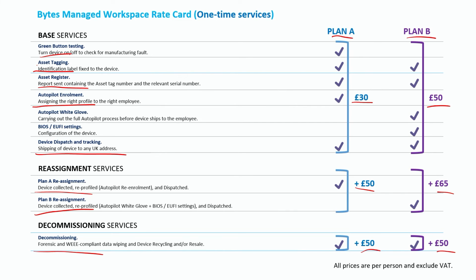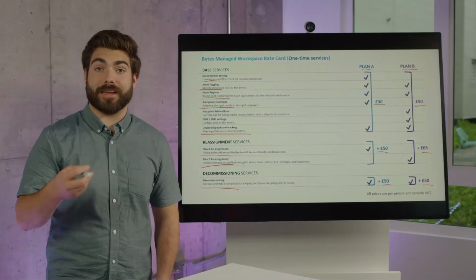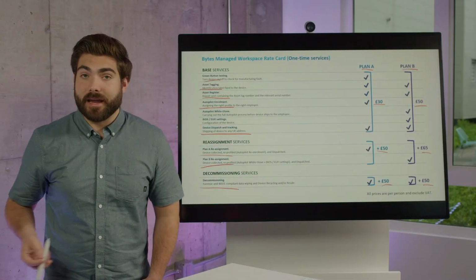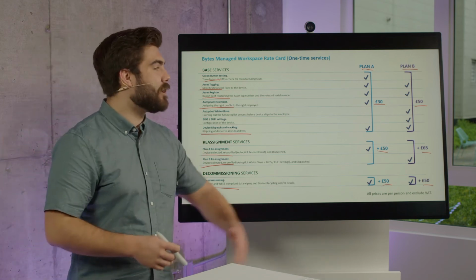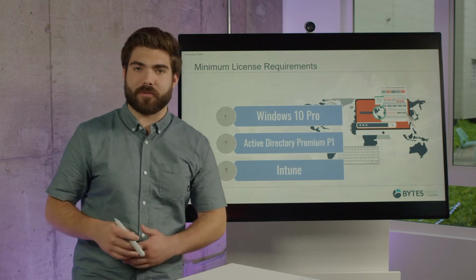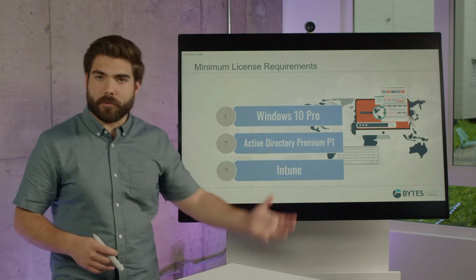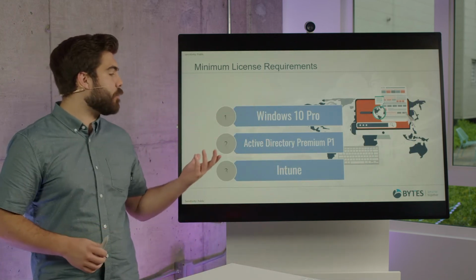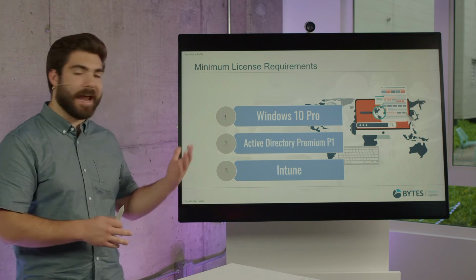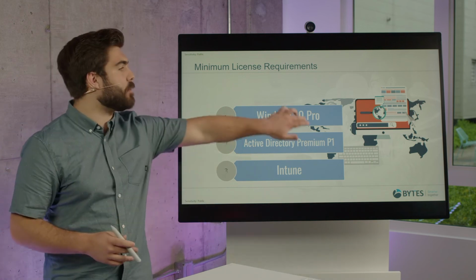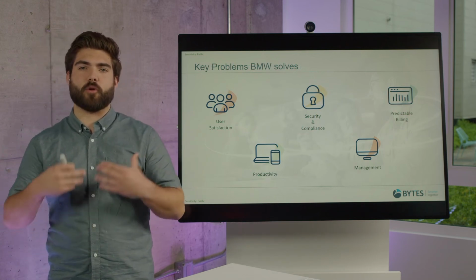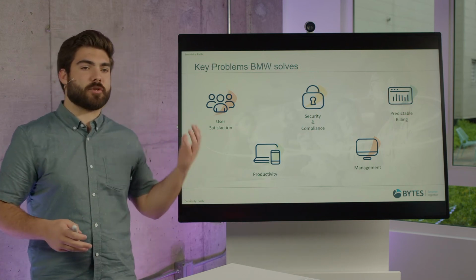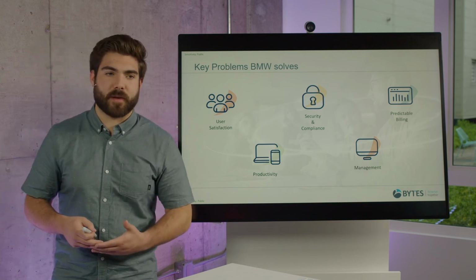So a number of different plans available depending on what best suits you, your organization, and your needs. Again, if you would like more in-depth information, please reach out to your Bytes representative, and I'm sure they would love to tell you a little bit more about some of the solutions that we've covered today. They do have minimum license requirements, Windows 10 Pro, Active Directory Premium P1, and Intune, so things to keep in mind. But at the end of the day, the whole point for Bytes, the whole point for BMW, what they're aiming to do is to solve a lot of the key problems faced by a lot of organizations.